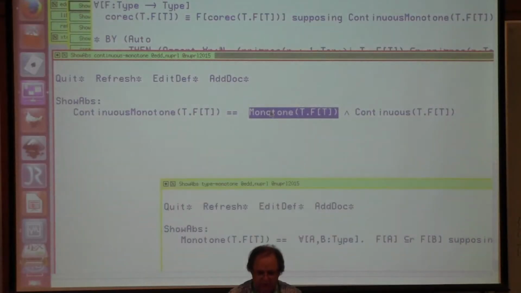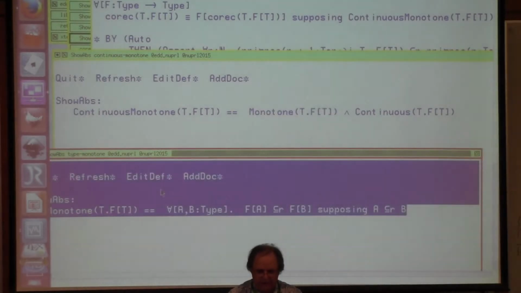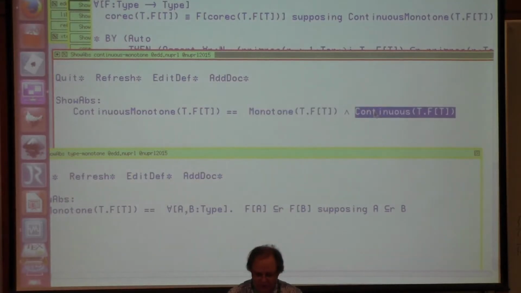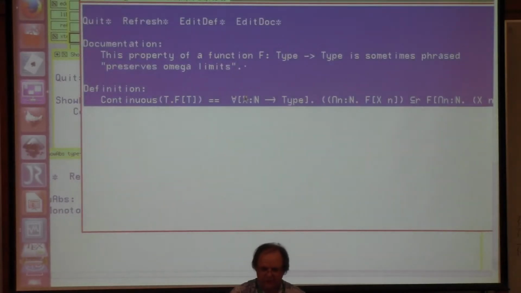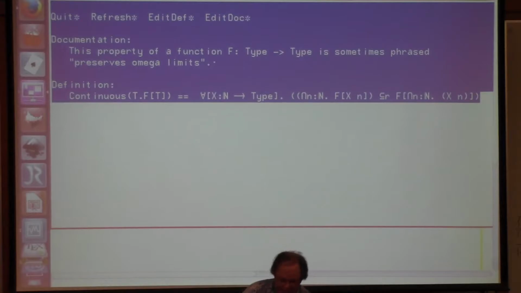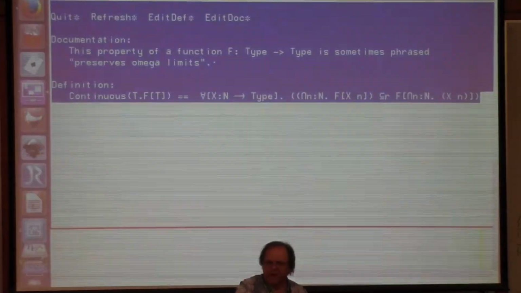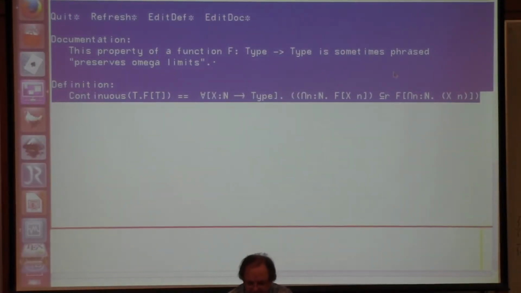So monotone is what you expect. If A is a subtype of B, then f of A is a subtype of f of B. But continuous, I probably misnamed, is saying if you have a family of types and you apply f to all of them and intersect that, you get the same thing as intersecting all of the family of types and then applying f. I mean, you get a subtype. So you just have to read that.